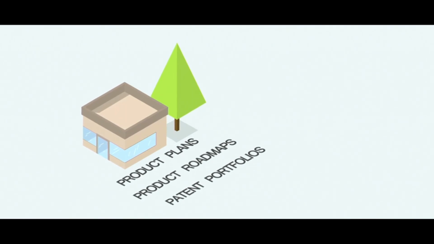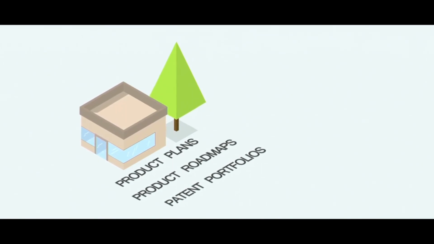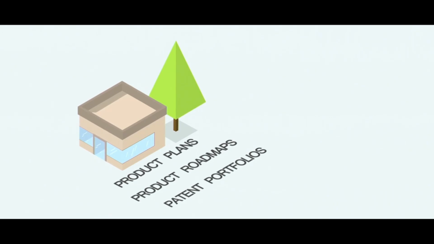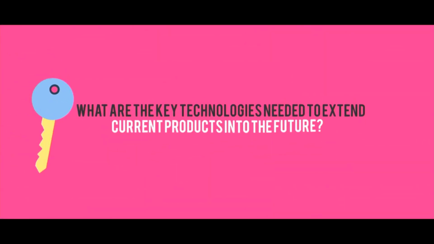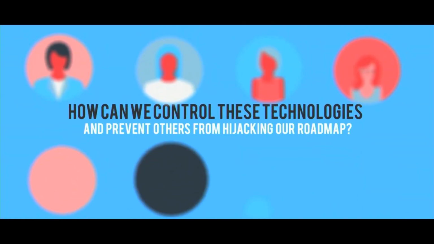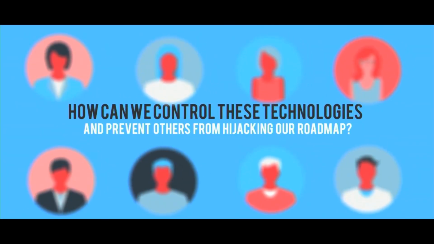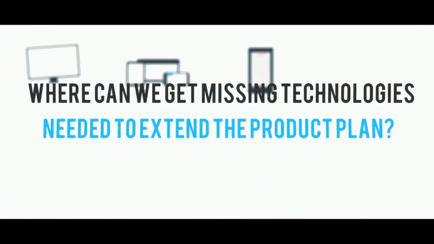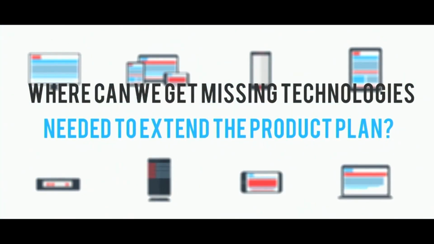For examining the company's own product plans, the initial questions asked in this process may include: what are the key technologies needed to extend current products into the future? How can we control these technologies and prevent others from hijacking our roadmap? And where can we get missing technologies needed to extend the product plan?